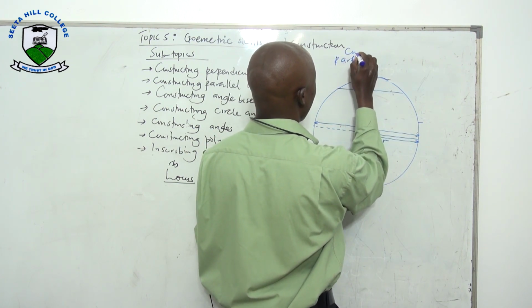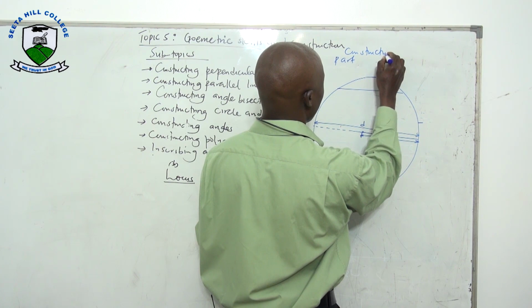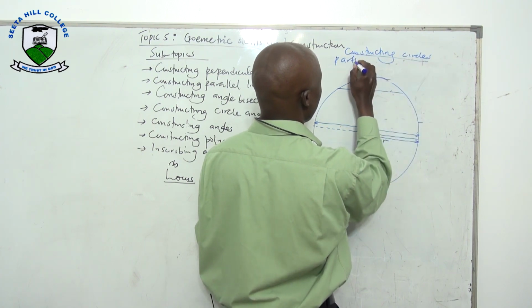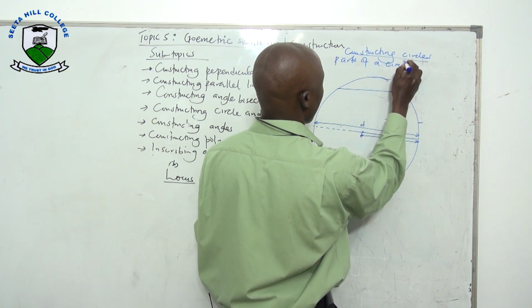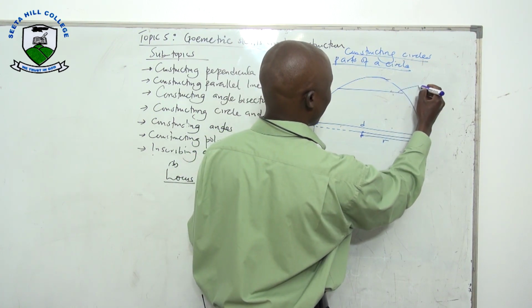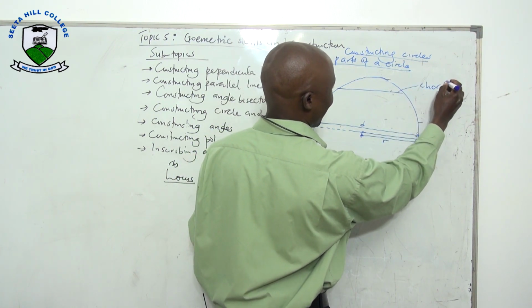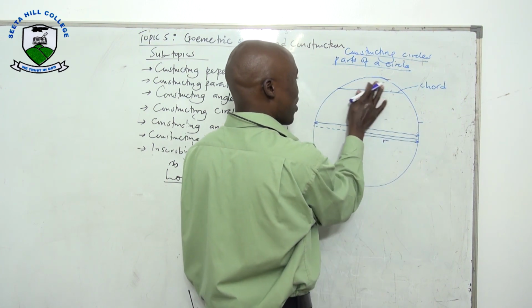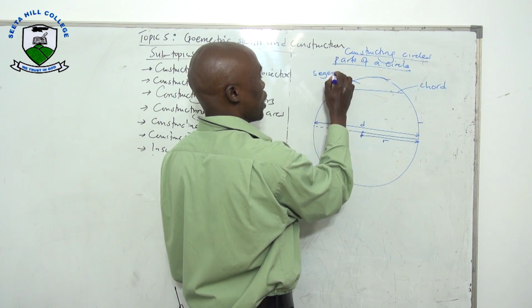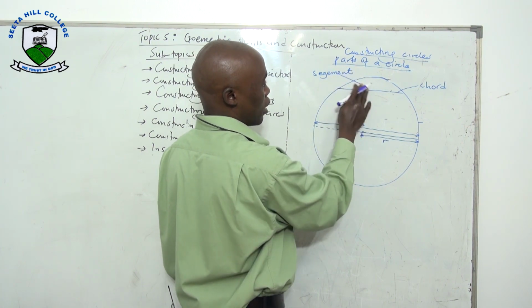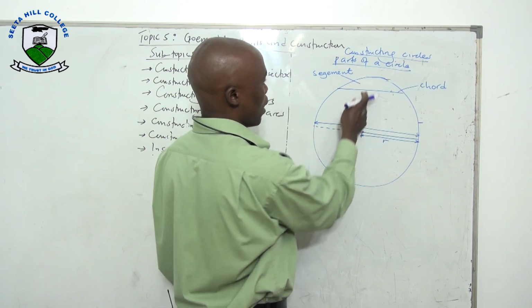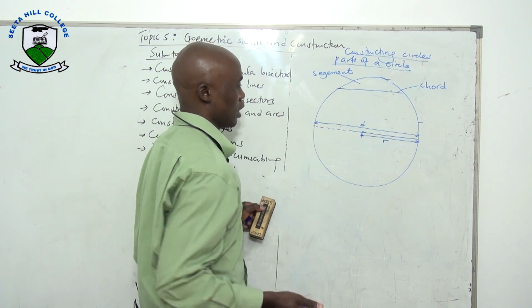That means we are constructing circles, and we must first look at parts of the circle. We have, what's that? Chord. Then the region created here is called a segment. There is what we call a minor segment, the smaller one, and a bigger part called the major segment, but we can just leave it at segment.